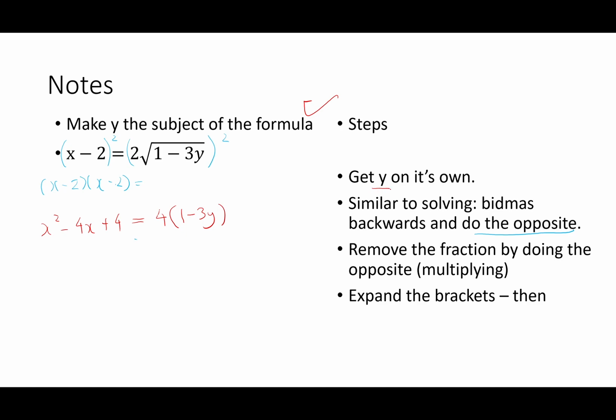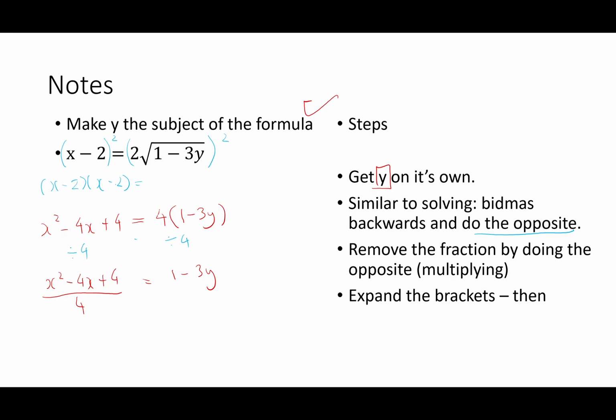Now, remember, we're trying to find y on its own. So if we want to find y on its own, how do we get y on its own here? Well, we'll divide by 4. We have to divide by 4 on the left. So we're going to have a fraction. We're going to have x squared minus 4x plus 4 all divided by 4, and that's equal to 1 minus 3y.